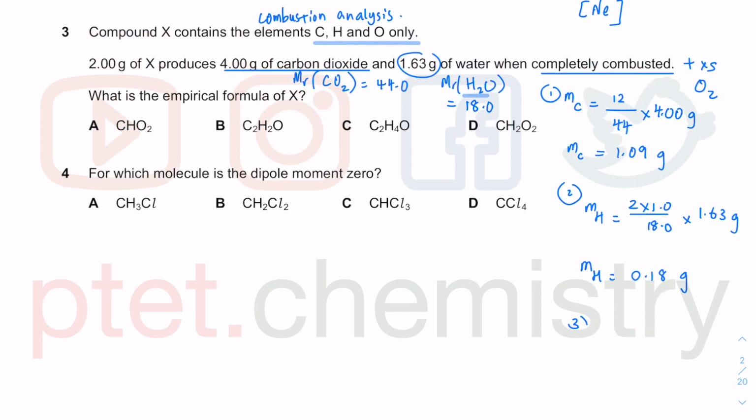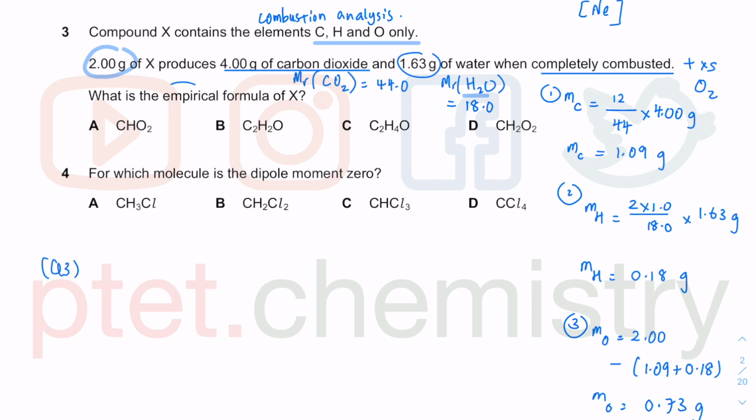Altogether, we know that the compound contains carbon, hydrogen, and oxygen. If we have the mass of carbon, we have the mass of hydrogen, we know the total mass is 2 gram. We don't know the mass of oxygen atoms. So the mass of oxygen atom is going to be your total mass minus the mass of carbon minus the mass of hydrogen. So 2.00 minus bracket 1.09 plus 0.18, I get 0.73 gram of oxygen atoms. These are the mass of the atoms. When you add them up together, you're going to get the mass of this compound, which is 2.00 gram.